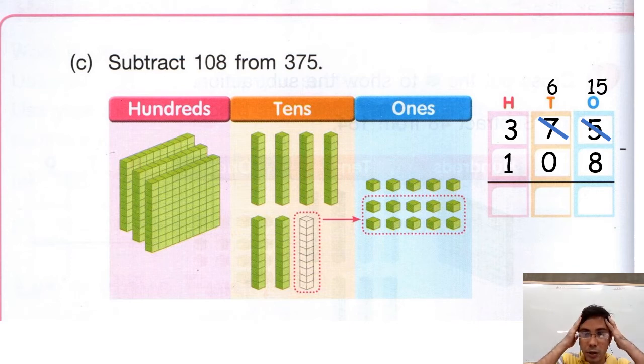8 in your mind and then count. 8, 9, 10, 11, 12, 13, 14, 15. How many? 7. Now 6 from the tens place minus 0. It's easy. You bring down 6. And then 3 from the hundreds place, take away 1 is 2. Ta-da!